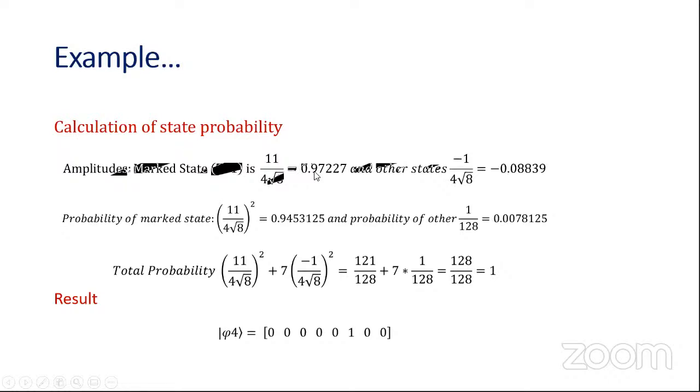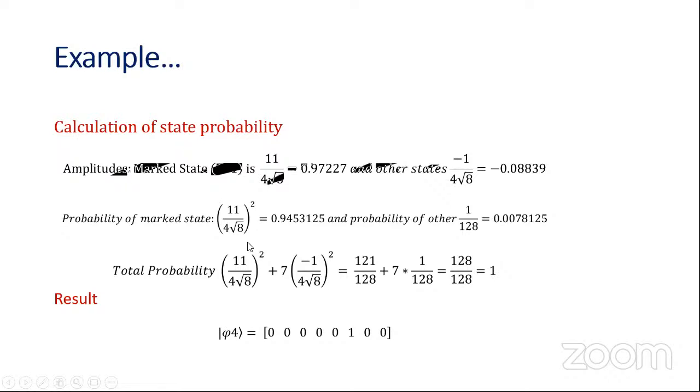So what will be the probability of the desired, marked state? We just need to square the amplitude. That turns out to be 0.94 probability of getting the desired answer on measurement. For the other states, if you square it, it will be 1 by 128, so the probability is much less, 0.007. So all other states have this much probability, and the desired state has 94% probability.